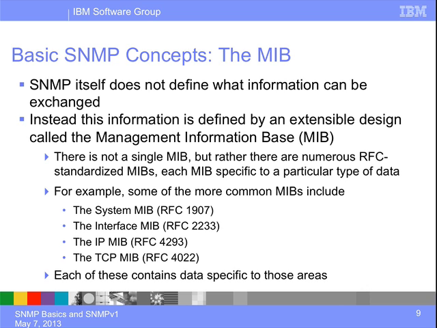Let's take a closer look at the MIB. SNMP agents and subagents do not define what information is available in an SNMP environment. Instead, they simply provide the framework by which the data can be accessed. A MIB, however, does nothing but define the data and is designed to be extensible in order to allow future additions, adaptations, and deprecations. There is no single MIB, but rather many MIBs, each specific to a particular type of information. For example, there are several RFC architected MIBs, such as the System, Interface, IP, and TCP MIBs. Each of these contains data specific to the indicated topic.